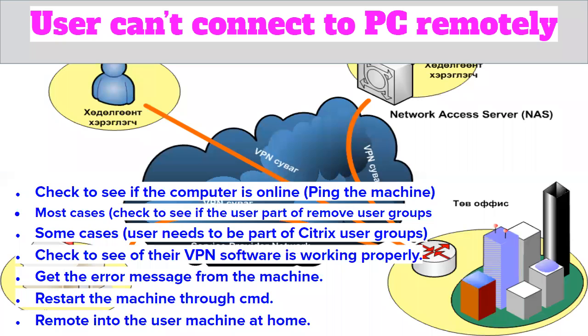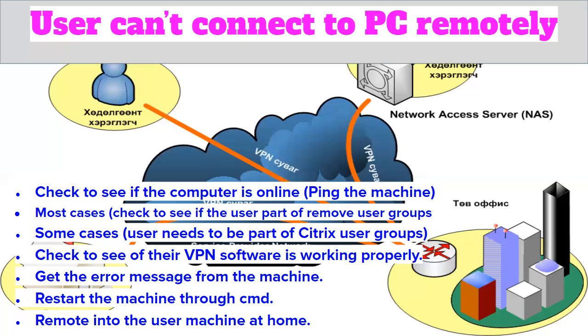This scenario, what you should do, user cannot connect the PC remotely. Okay, so we'll check, first of all, the computer is online or not. In most cases, if the person is in Active Directory, they might actually be blocked from the groups, or something happened and they were removed, and in some cases the user might need to be added again in the groups.